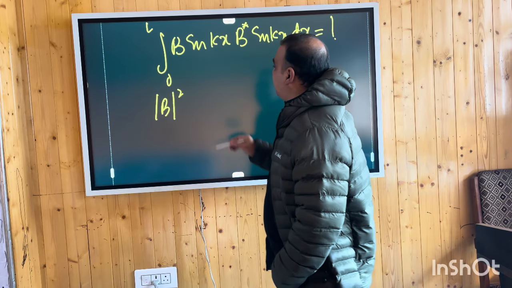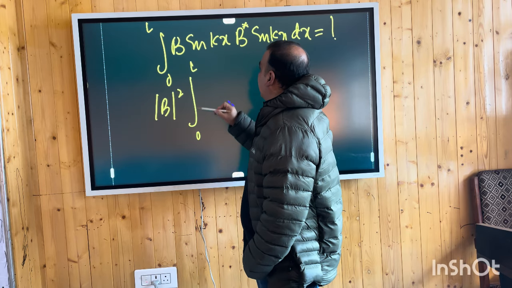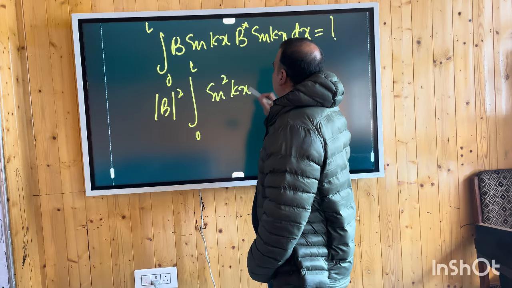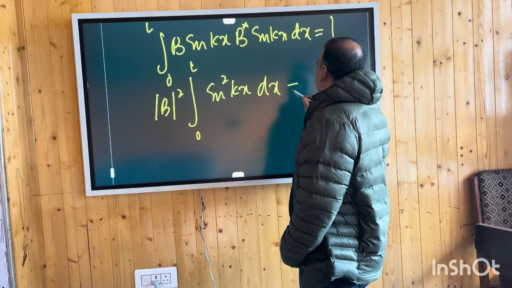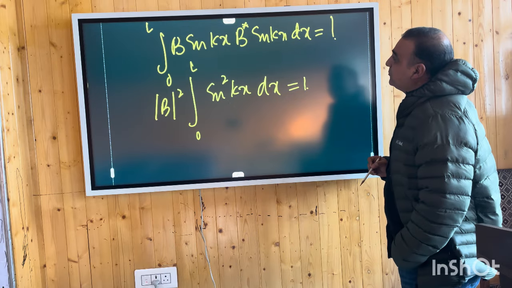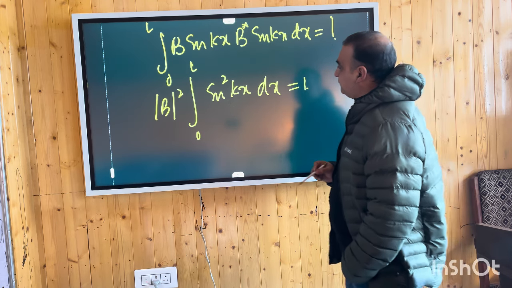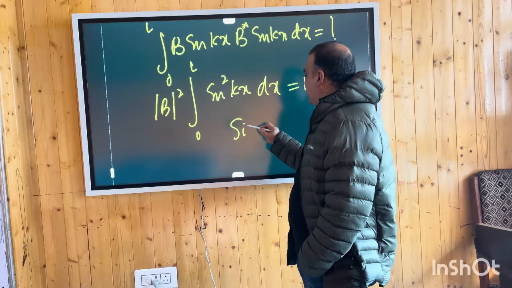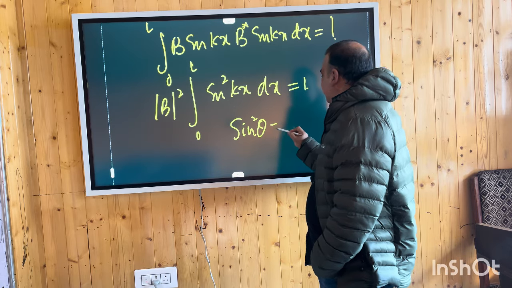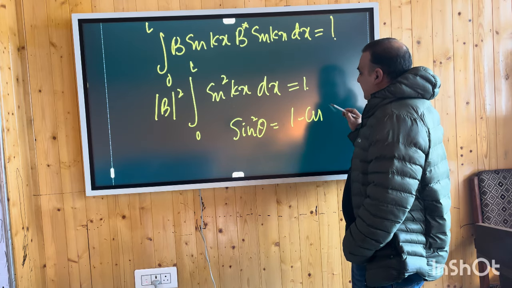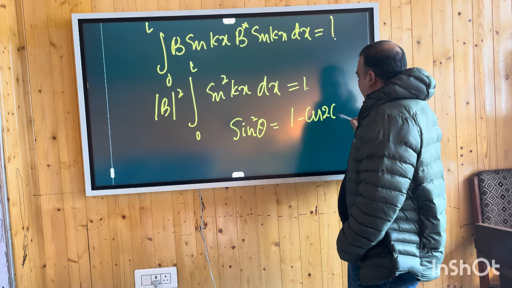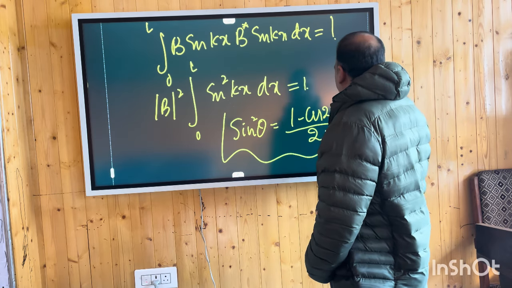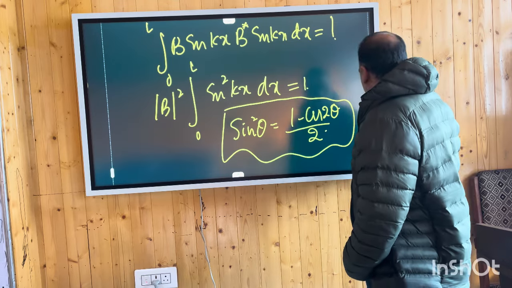Let's put it outside the integral. So then you will have the integral from 0 to L of sine square kx dx equals 1. That should be the case. And all of us know that we can write this sine square theta as 1 minus cosine 2 theta, divided by 2. We can also obtain this equation, but we'll be using it directly over here.